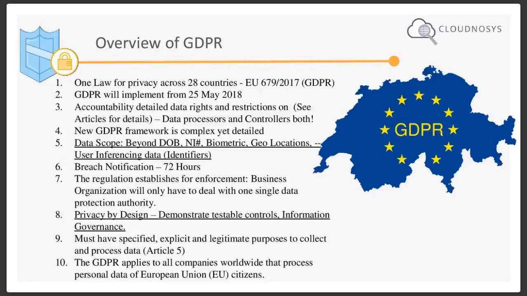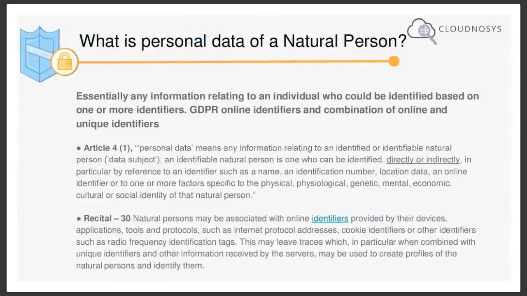A few things here. You have to notify within 72 hours of any breach. The data scope piece we're going to get into is beyond just date of birth and national identity cards and biometric data and things like that. And again, I'm not going to go into the detail of all these 10 points, but you can go over it at your leisure.